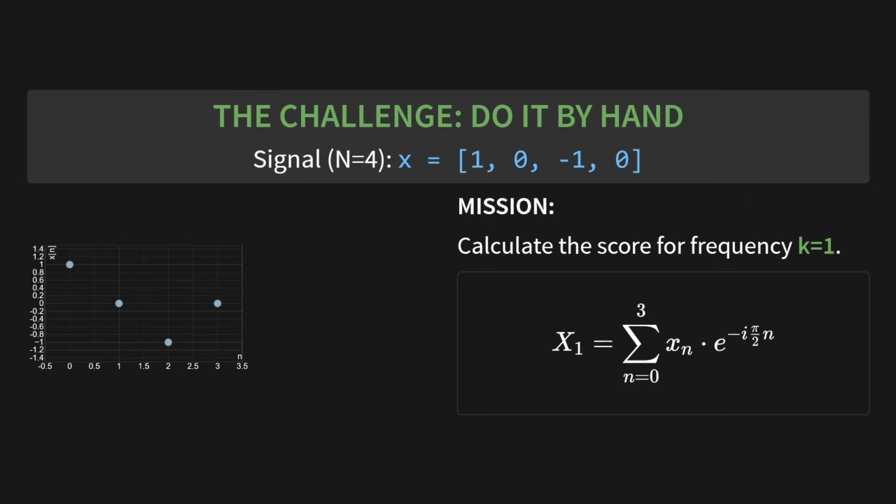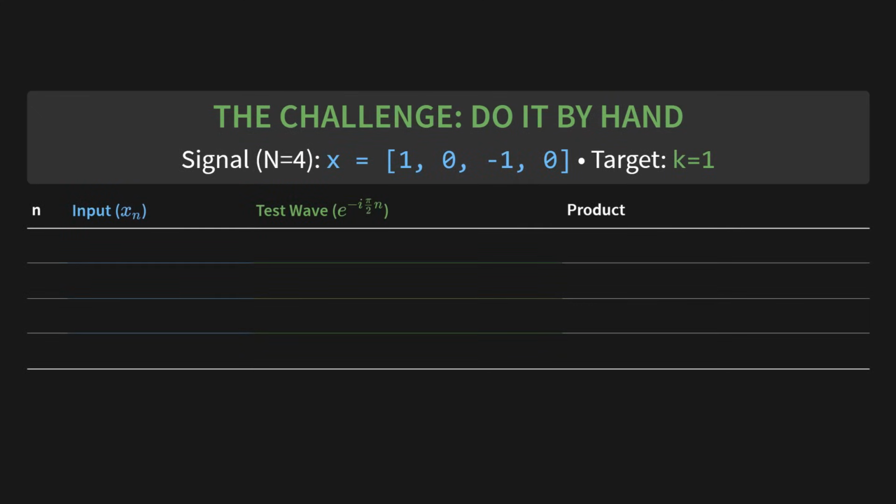Our mission? Calculate the score for the frequency that repeats exactly once. In the language of the formula, that means we're calculating for k equals 1. So our formula becomes x sub 1 equals the sum of x sub n times e to the power of negative i times pi over 2 times n. Let's walk through this step by step. We're going to build a table.